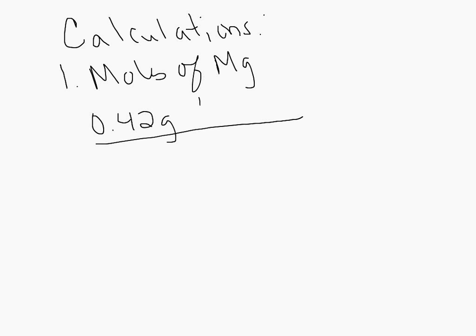All right, so in our lab write-up, remember we want to label all of our calculations. So the first thing we're going to do is put calculations, and then we're going to put number 1, moles of magnesium. Then we're going to take our data from our data table, the mass of magnesium, and simply convert it to moles using the molar mass off the periodic table.